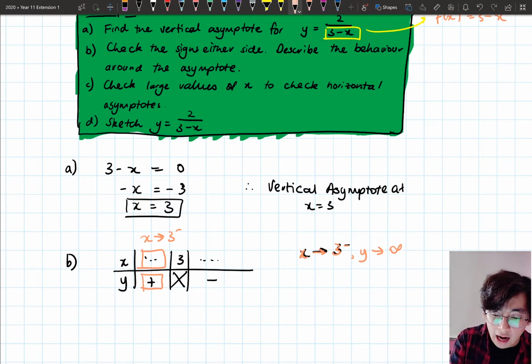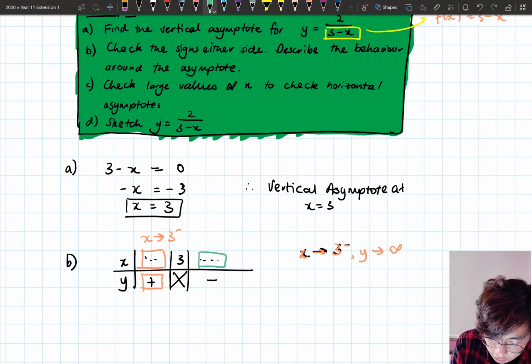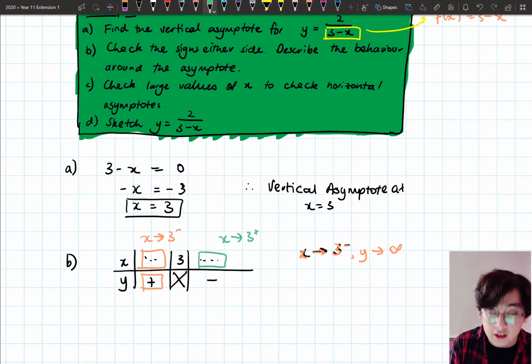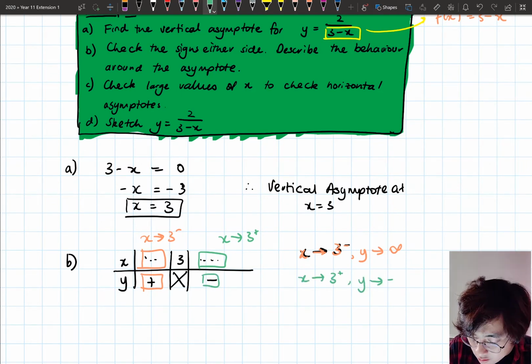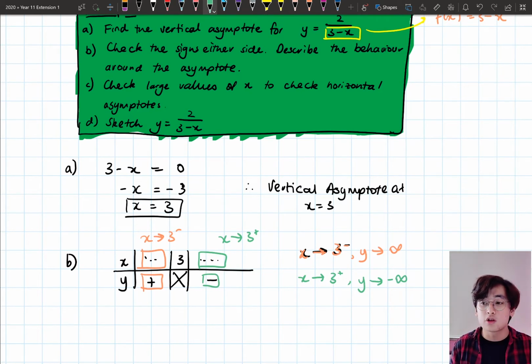And the same way on the other side, this side here is x going to 3 from the positive side, because we're going from the right down, we have y goes to negative infinity. So those are the two behaviors around the asymptote. We check the sign on either side, and it will tell me which infinity I'm going to. Is it positive or negative? Okay, so that's part B.